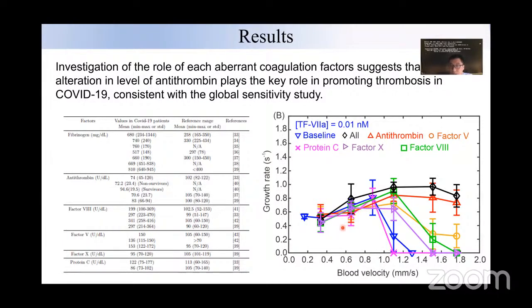And we found that the reduced level of antithrombin in COVID patients is the key factor that triggers the excessive thrombus formation in COVID-19 patients.